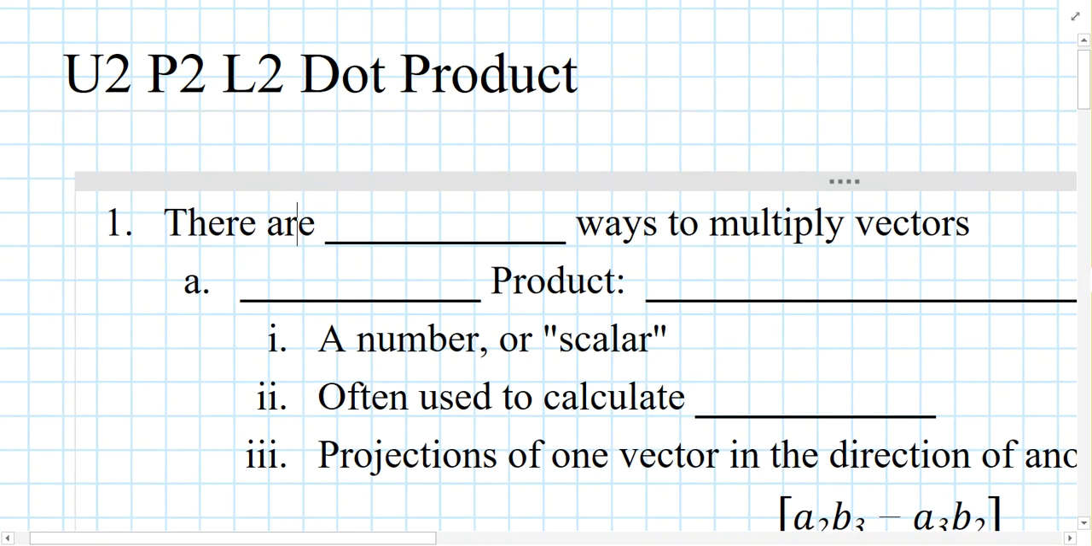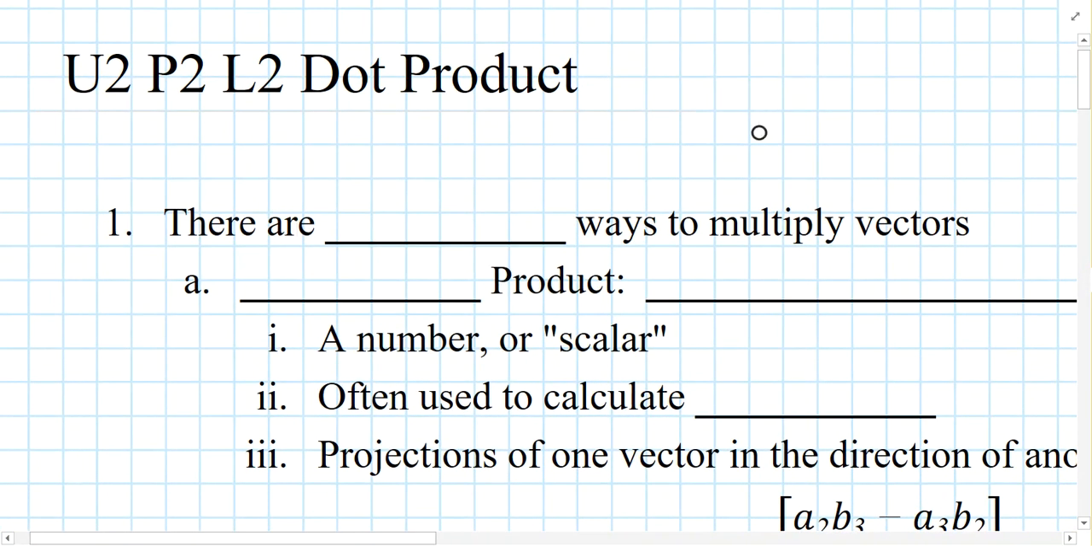In this video, I'm going to be talking about the dot product and how we can multiply two vectors together by using its method. And I'd like to start off this video by just stating that there are actually several ways to multiply vectors together.